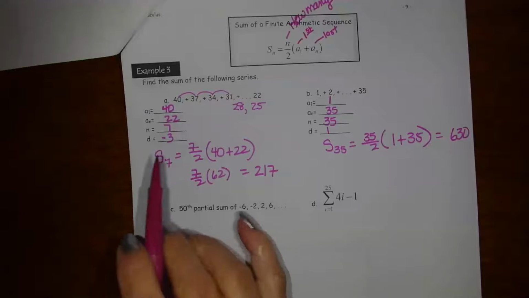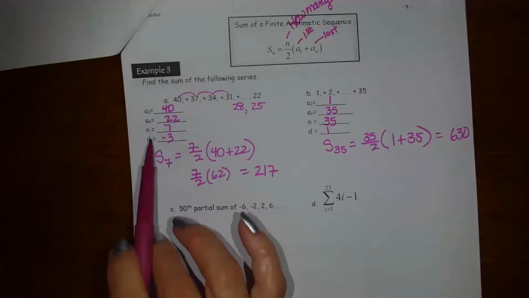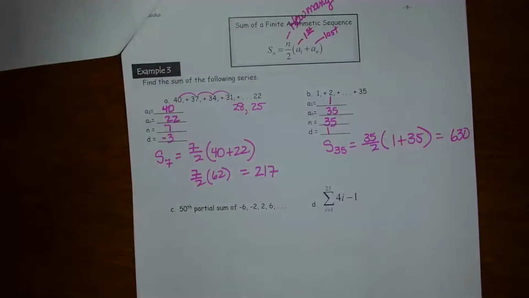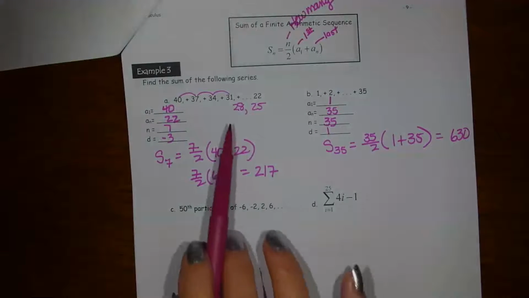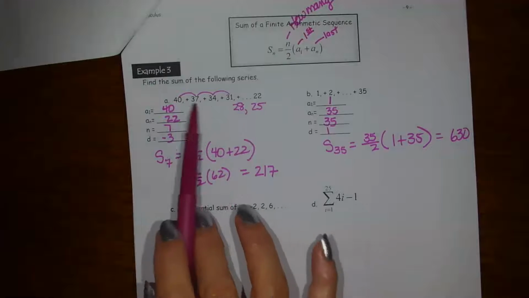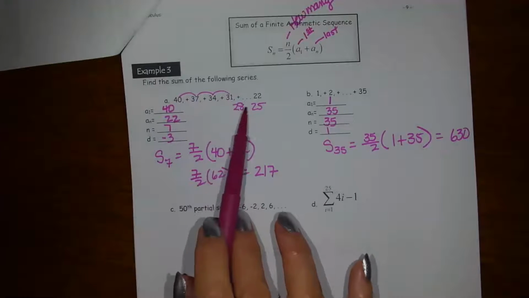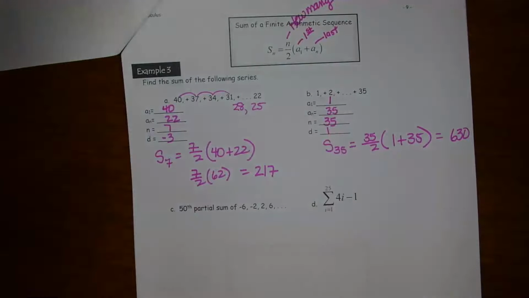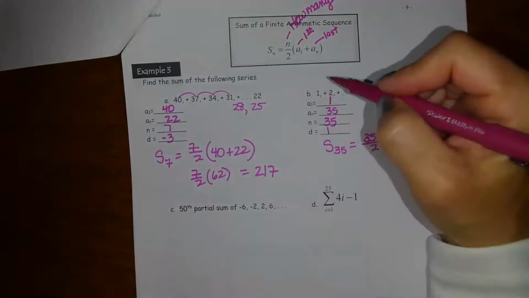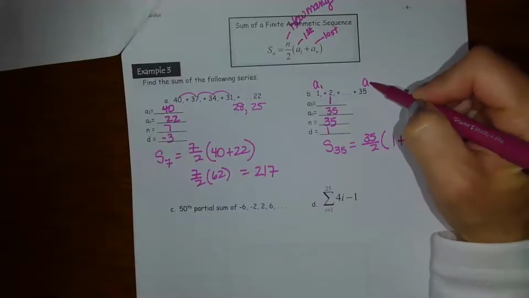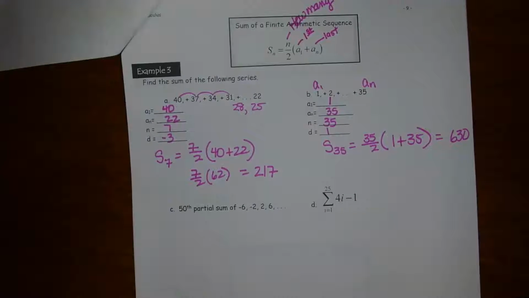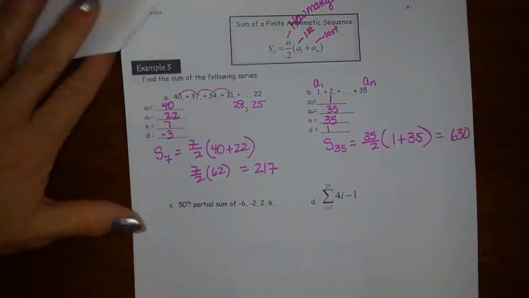Okay. So when we look at these, we find A1, AN, N, and D, and we simply plug it into this formula. First term, last term, how many there are. Here, we noticed it was easy to figure out what went in between, so we could count 1, 2, 3, 4, 5, 6, 7. These are just going in order 1 to 35, so there's 35 numbers. First number, this is A1, this is AN, there's 35, the difference is 1, and we just plug them in. Any trouble using that formula? No? Okay.